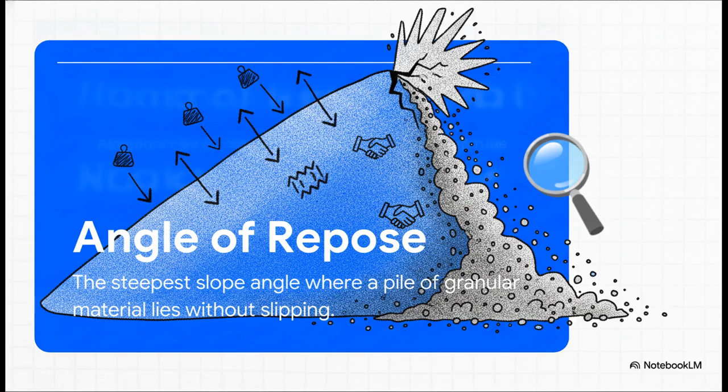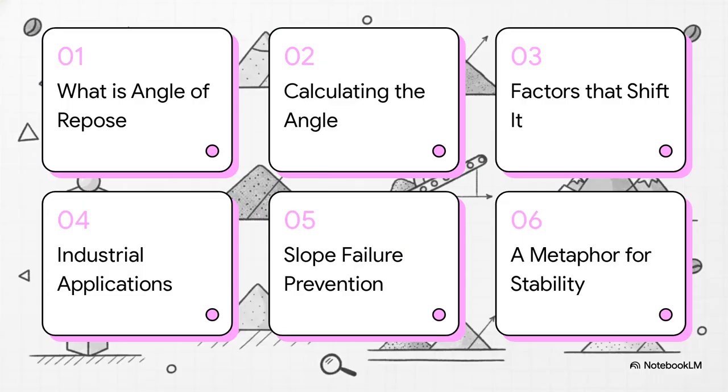By definition, it's the maximum, steepest slope angle where a pile of granular material can lie without slipping. You can kind of think of it as a microscopic battlefield. On one side, you have gravity, constantly pulling the particles downward along the slope. On the other side, you've got static friction, holding those particles together. The angle of repose is that exact mechanical threshold where static friction finally loses its battle against gravity and an avalanche begins.